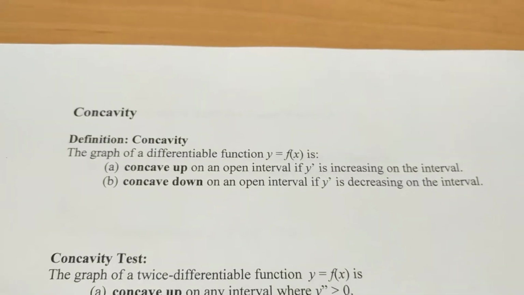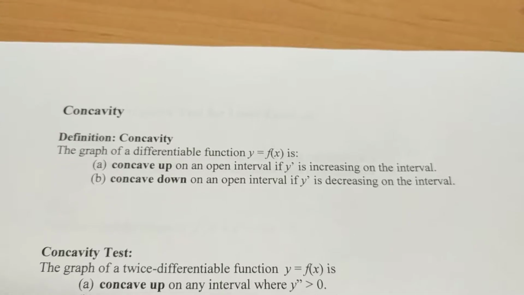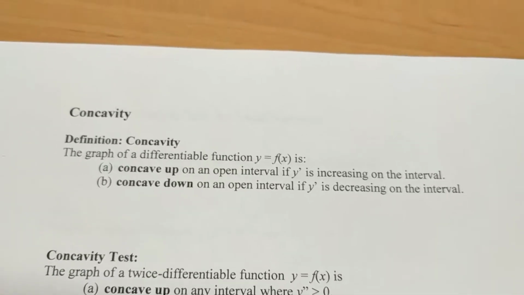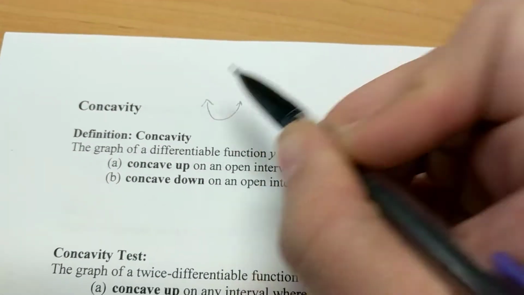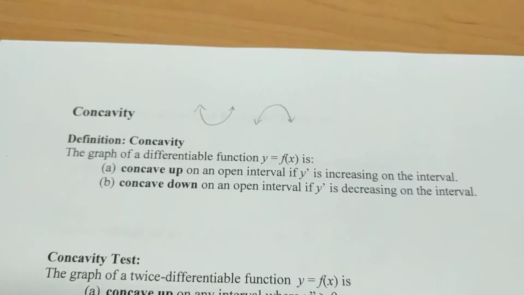We have a new topic, concavity. And when we talk about concavity, we're talking about whether the graph is smiling or frowning. That's how I always think about it. When we talk about concavity, we're talking about kind of an opening up, or is the function opening down?